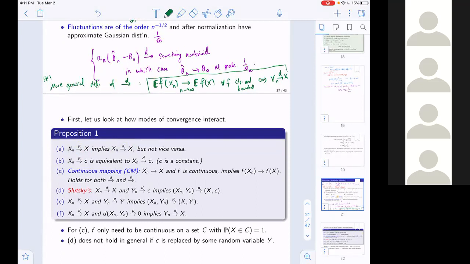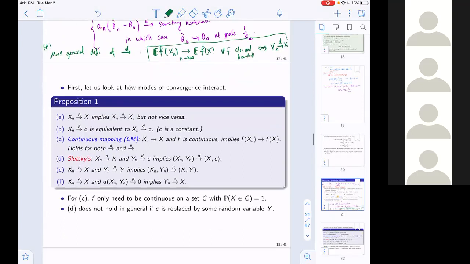The next result is the continuous mapping theorem. It says that if Xn converges to X, and if f is continuous, then if I apply f to both sides, f of Xn would converge to f of X. And this holds for both convergence in distribution and convergence in probability. So you can put p here, or you can put d. It would work in either case.